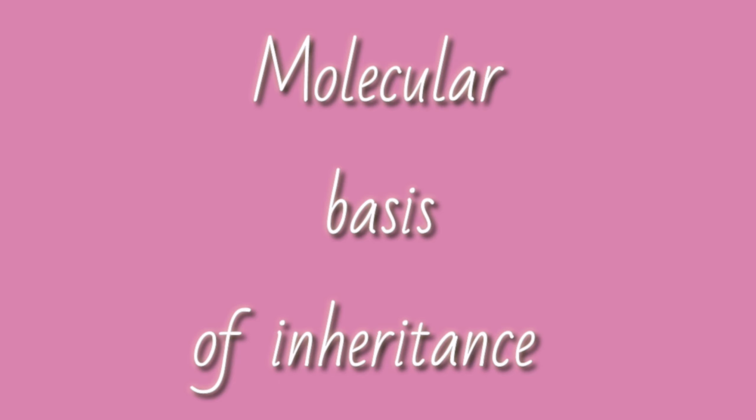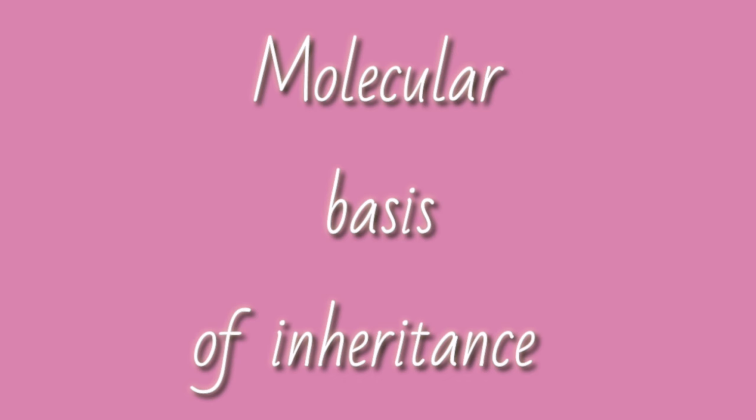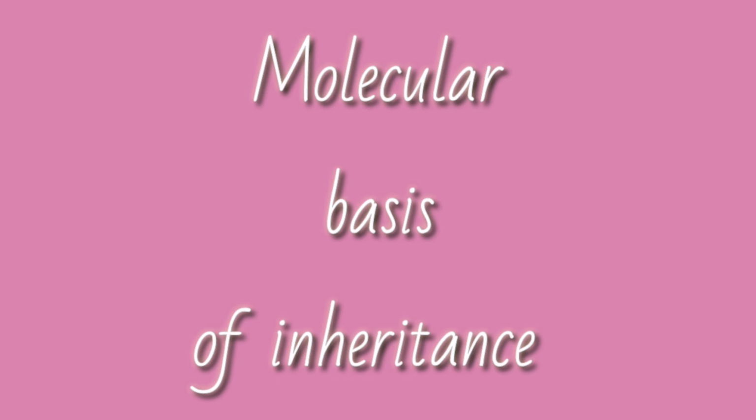They found that when they used P32, the radioactivity was in the pellet. Now what does this pellet contain? The pellet contained the bacteria. On the other hand, they found S35 radioactivity in the supernatant. So the following diagram clearly shows the two experiments were performed in parallel, in which they used P32 in one and S35 in the other. The supernatant shows S35. On the other hand, the pellet shows P32.